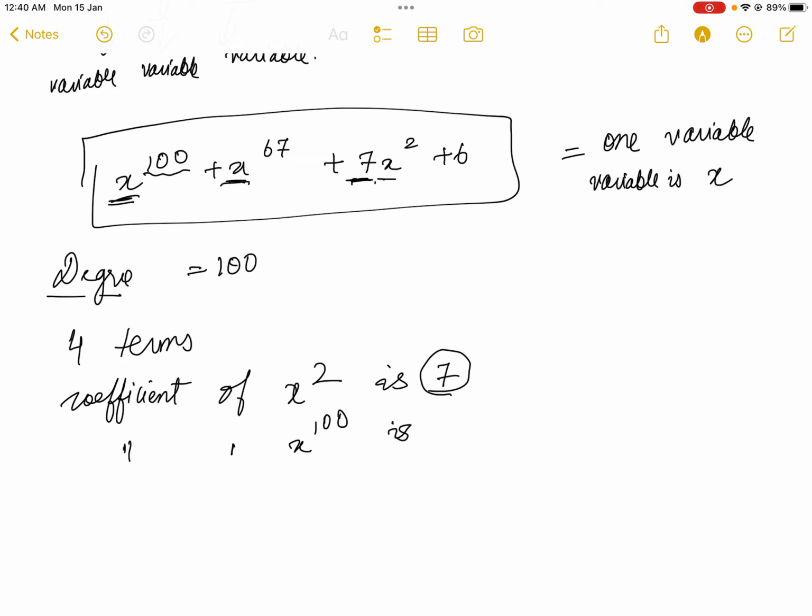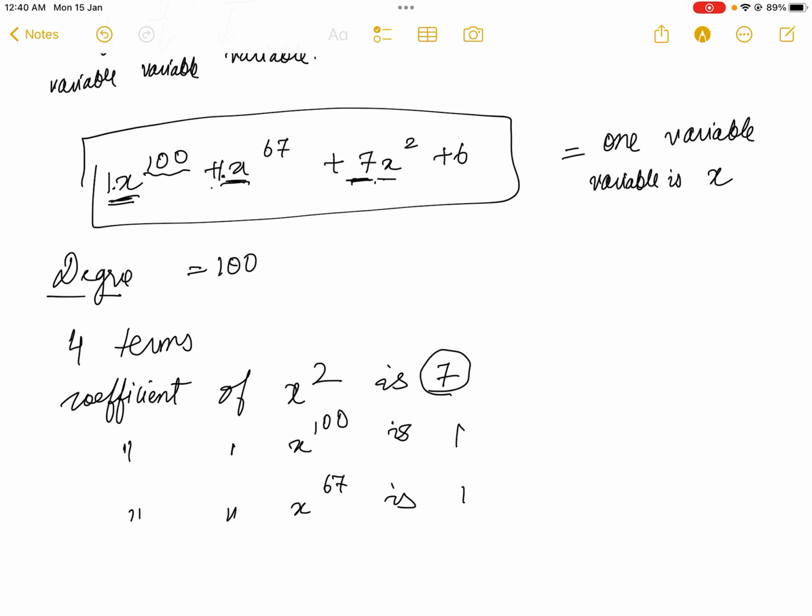Some of you might say 0 or something, but remember, even if you don't see it, there's always a 1. Clear? Anytime you see this, there's always a 1 here. If there's nothing written before it, assume that it's always 1. So the coefficient of x to the power 100 is going to be 1. Clear? And similarly, the coefficient of x to the power 67 is going to be, you look at this, what is the number that comes along with the variable?